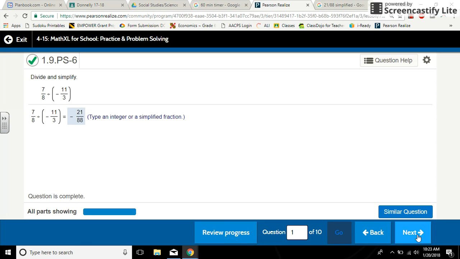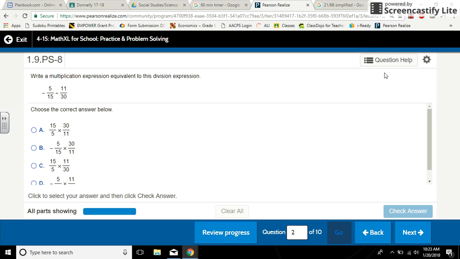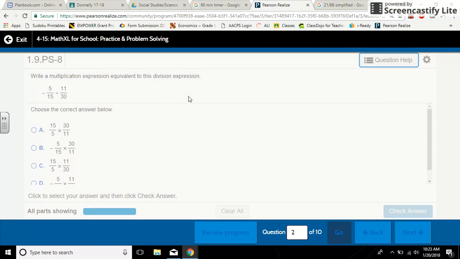All right. So that's how you do that. Next question. So write a multiplication expression equivalent to this division expression. Okay, I'm stuck. I don't know what to do. So you can hit view an example.